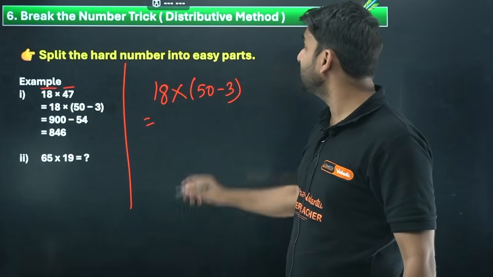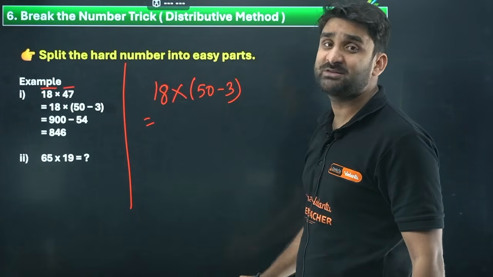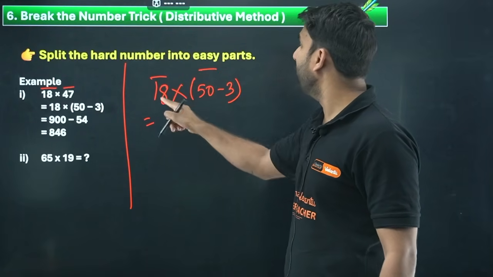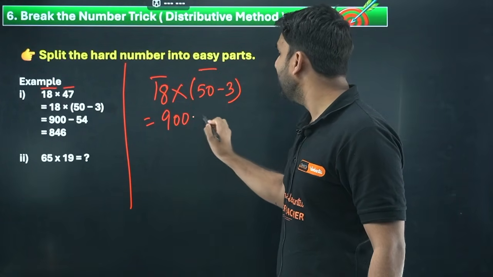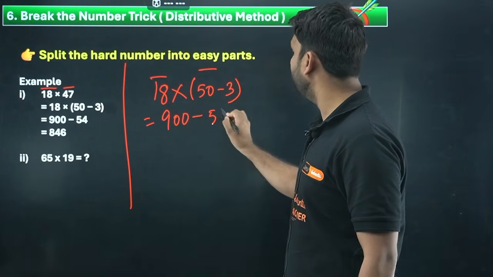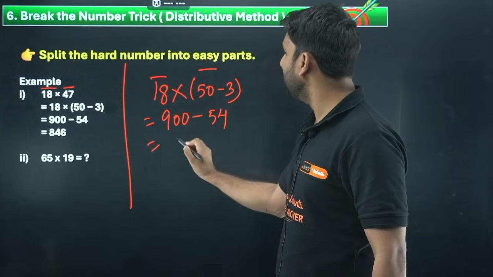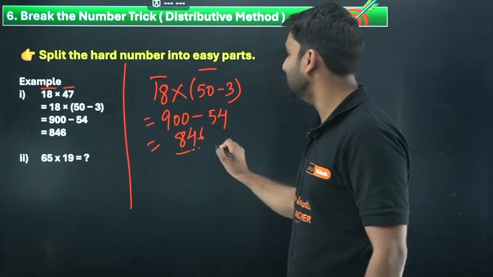Why are we taking 47 as 50 minus 3? Because we can multiply now. 18 into 5 will be 900, and 18 into 3 will be 54. Now 900 minus 54 will be 846. This is the answer, my dear.